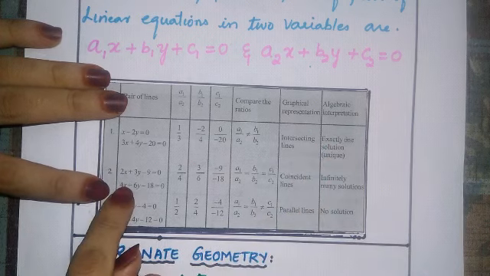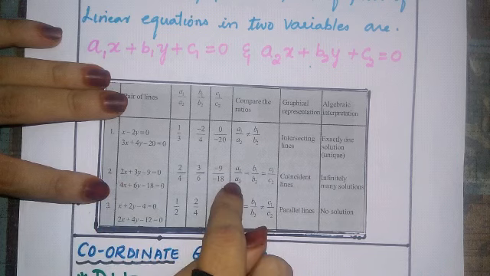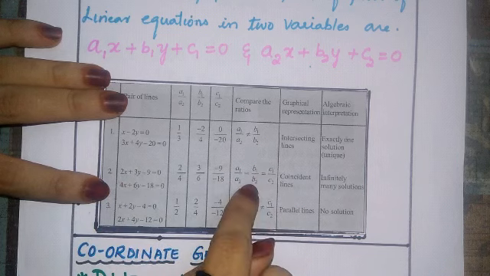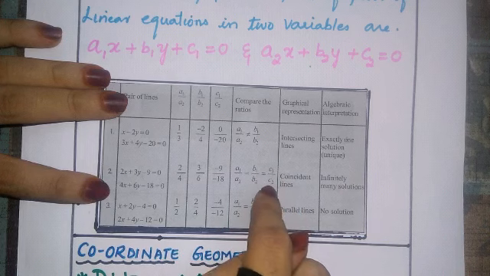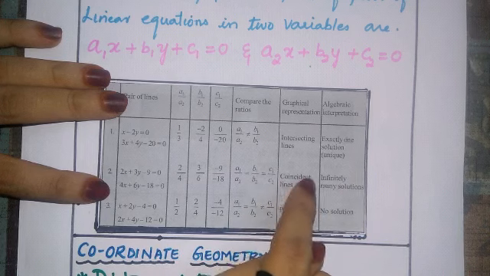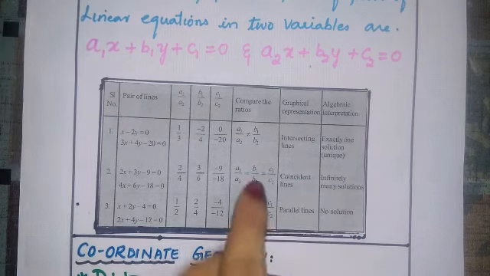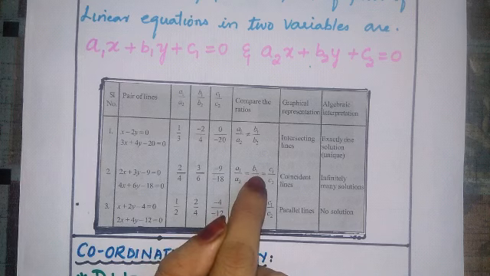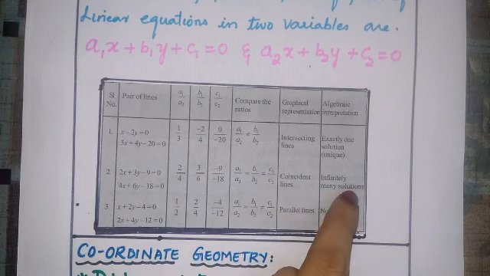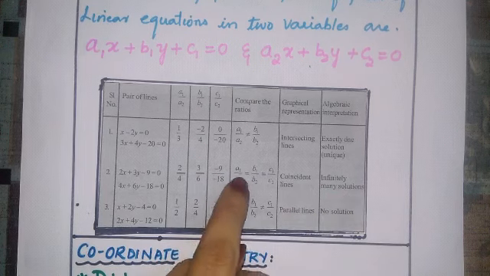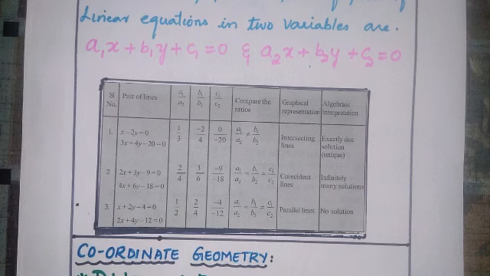The second type of question is a1 upon a2 is equal to b1 upon b2 and also equal to c1 upon c2, then the lines are called coincident lines and it has infinitely many solutions. They may ask you this condition, and for this condition how many solutions it has? It has infinitely many solutions. When a1 upon a2 is equal to b1 upon b2 and also equal to c1 upon c2, then the lines are coincident lines and it has infinitely many solutions.